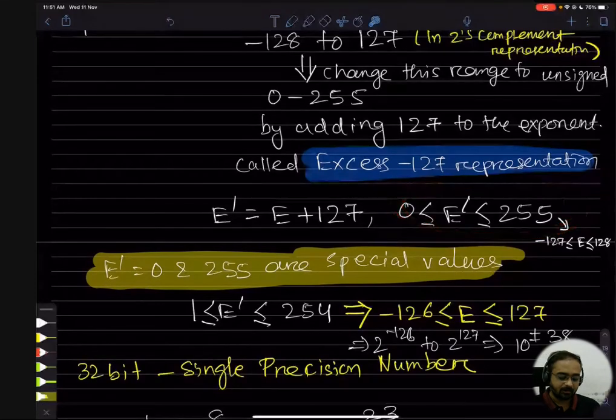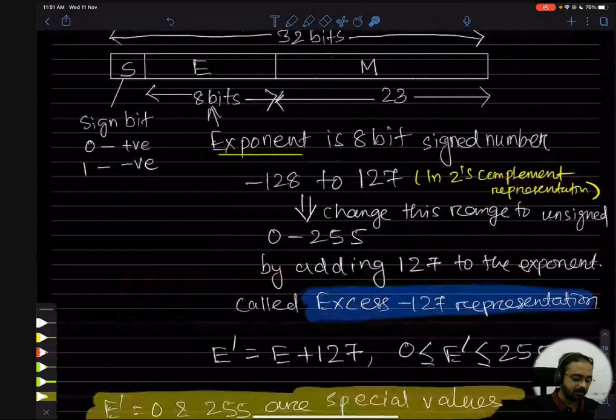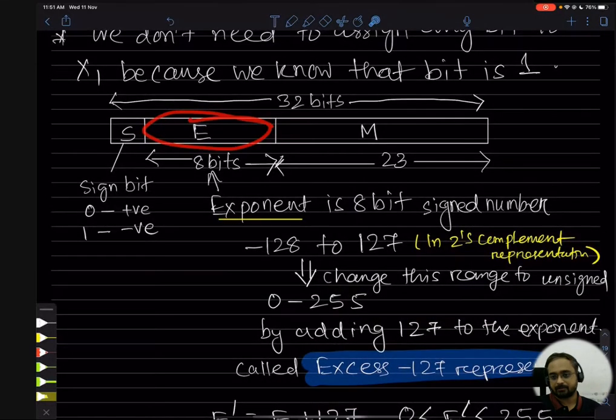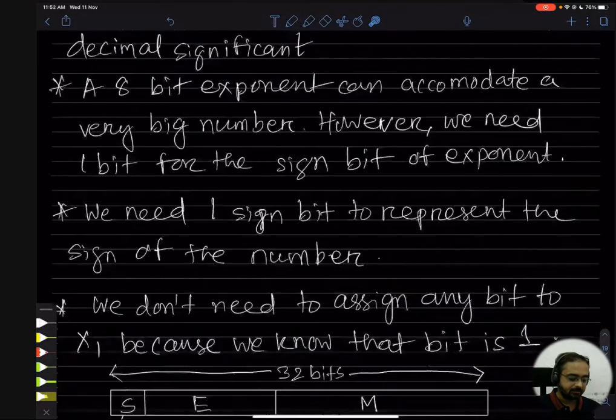Let me tell you one more thing. The idea is to write only positive numbers here. We don't need any sign bit for the exponent.